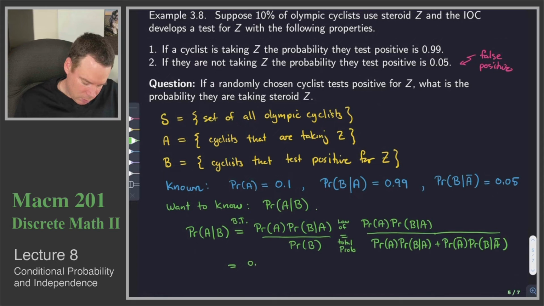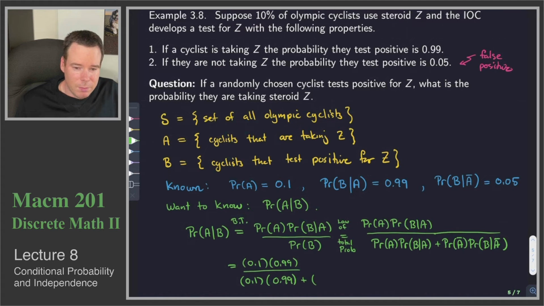And now I have all of those values. Probability of A, that's 0.1. Probability of B given A, that's 0.99. Probability of A, again, 0.1. Probability of B given A, 0.99, plus the probability of the complement of A. Well, the probability of the complement of A is exactly 1 minus the probability of A. So this is going to be 1 minus 10%, or in other words, 0.9. And that's times the probability of B given the complement of A, which is 0.05.